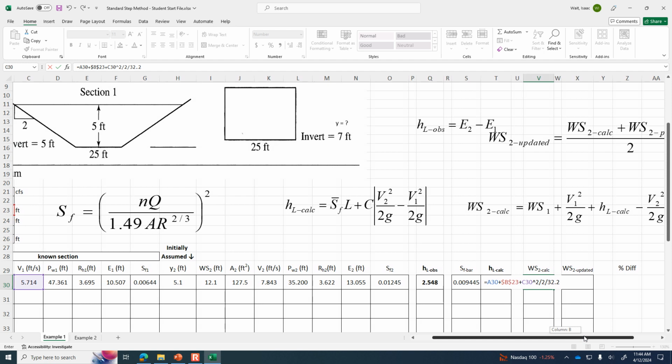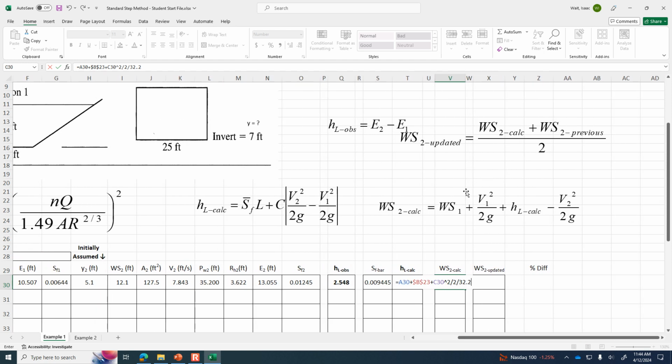Okay, so that gives us the velocity part of it here, plus the calculated head loss. So my formula is centered, so I can't click on the location, but I can type in T30, and then it'll refer to the correct location for the calculated head loss, and then minus the velocity head at 2, minus velocity at 2 squared divided by 2 divided by 32.2. All right, so our calculated water surface elevation is 19.13.